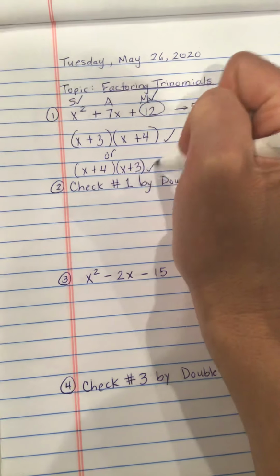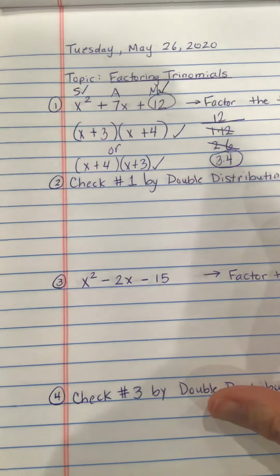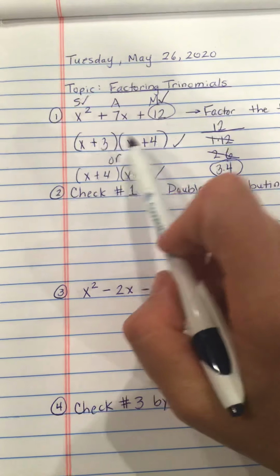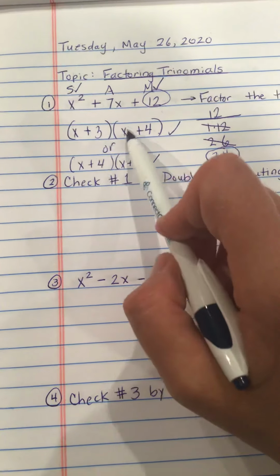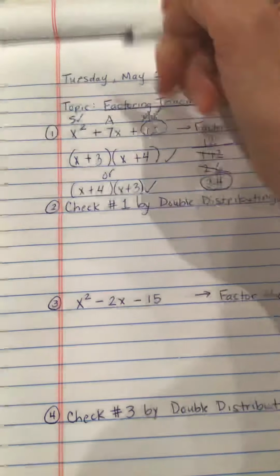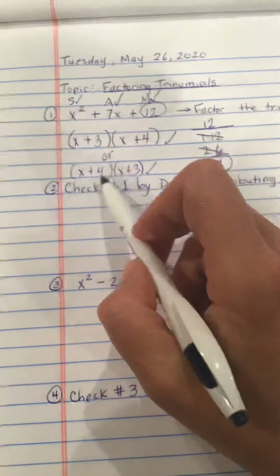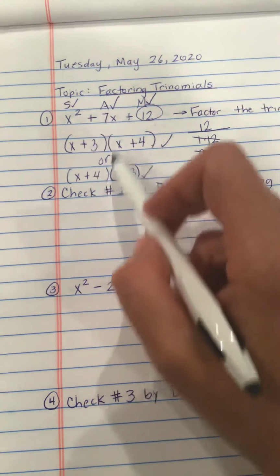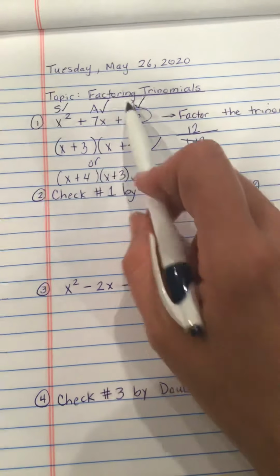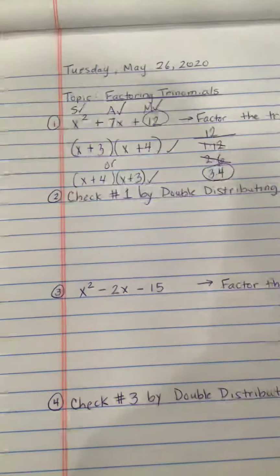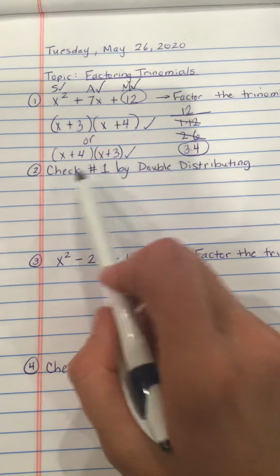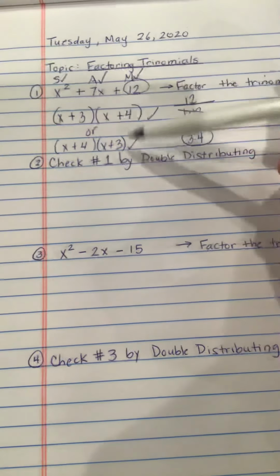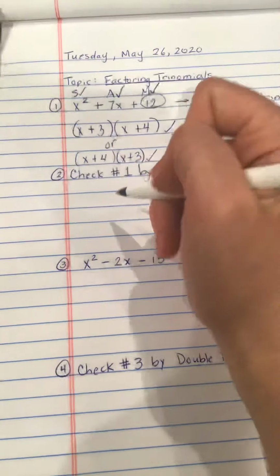Or you could do x plus 4, x plus 3. You don't do both. You pick one or the other. It doesn't matter. They would give you the same answer. So the 3 and the 4 add up to the 7. Because you'd have that 4x here and the 3x here, that would add to 7x. Check. They multiply to 12, and that's where you get your x squared. Okay, now we're going to check number 1 by double distributing. You can use either answer. I'm going to pick this answer. Doesn't matter.